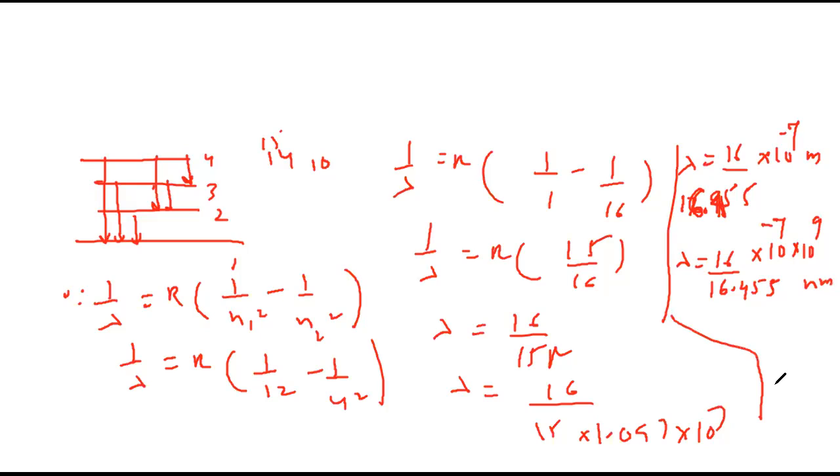Meter to nanometer, we have to multiply by 10 raised to 9. Now this 16 upon 16.455 will be very close to 0.1. That means close to 100. So if I take 16, it is 1 into 10 raised to 9, that is 100. So it is closest to 97 nanometer.